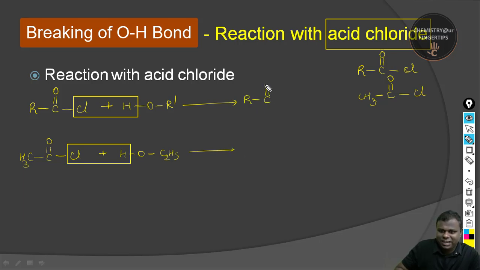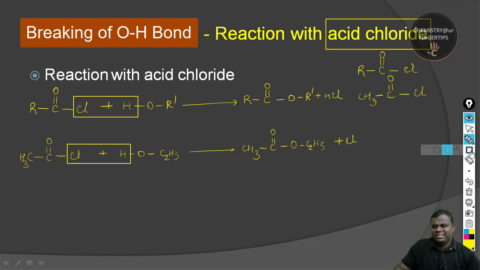So you will be having RCOOR dash, right? Plus HCl. And then here you will be getting CH3 C double bond O C2H5, plus HCl. So can you see the product again is ester, right? So the product here is again ester, correct? So if you take an acid or an acid derivative, you will get an ester only.